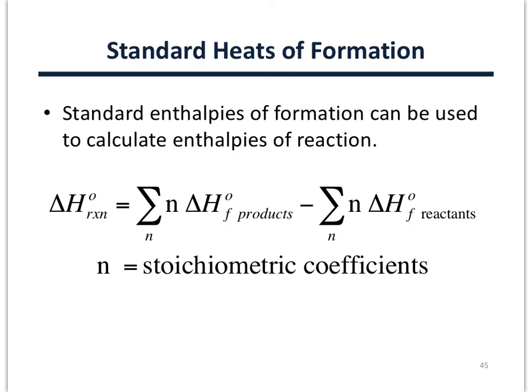Standard enthalpies of formation, which we discussed in the last video, can be used to calculate enthalpies of reaction. This is just another application of Hess's law. We take the sum of the delta H's of formation for each product multiplied by its stoichiometric coefficient and the sum of the delta H's of formation for each reactant also multiplied by its stoichiometric coefficient. Finally, we find the difference between the sums, products minus reactants.